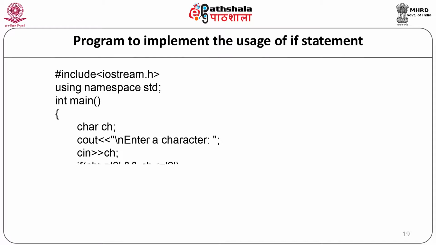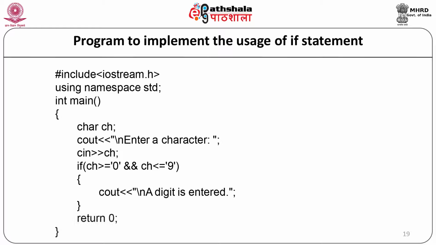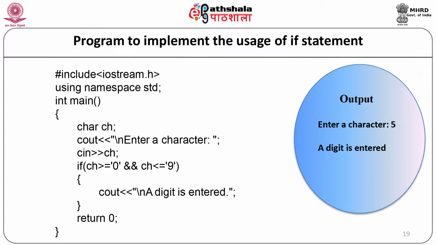Now, we are checking whether the user has entered a character or a digit. So, our if condition will be: if ch greater than or equal to 0 and ch less than or equal to 9, then cout displays the message "The digit is entered", and end of the if statement and end of the main program. When the above code is compiled and executed, it will first display the message "Enter a character". If you enter the digit 5, it will display the message "The digit is entered".